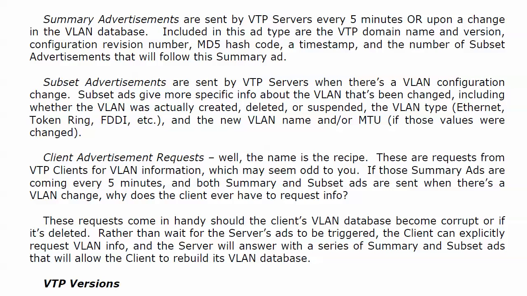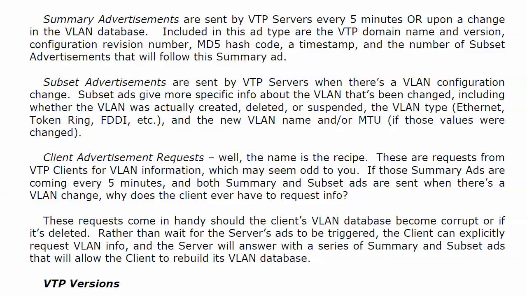Now, it would sound to me that we've got all our bases covered with our summary ads and our subset ads. I mean, we've got these things going out whenever there's a change that triggers them, or a summary advertisement is going to go out every 5 minutes, period. So the title of this third ad, a client advertisement request, I'm a little embarrassed to tell you what a client advertisement request is. The name is the recipe, but why do we need them?